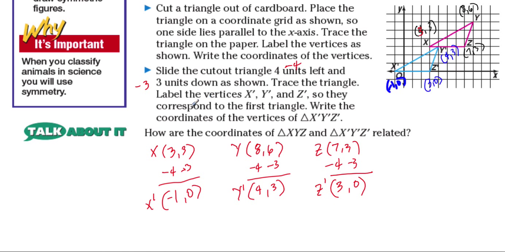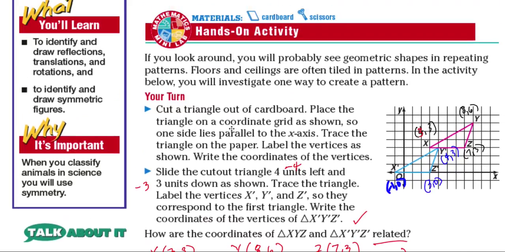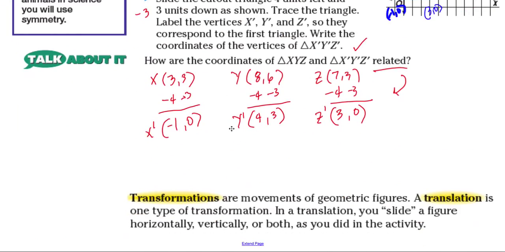Okay, so what we've done here is we've actually translated triangle xyz 4 units to the left and 3 units down, and the result was triangle x prime, y prime, and z prime. So how are they related? Triangle x prime, y prime, z prime is a translation of triangle x, y, and z. And this is our lesson for this particular topic in transformations.